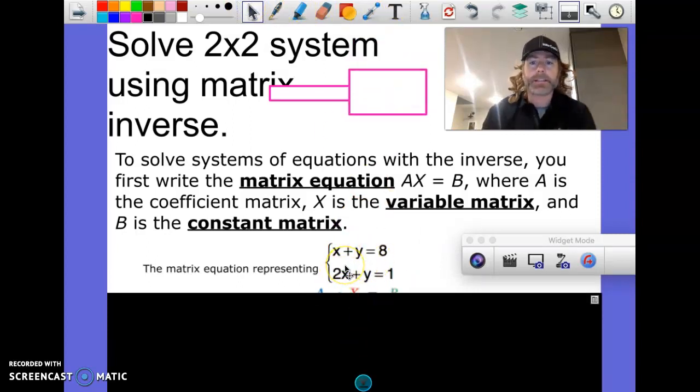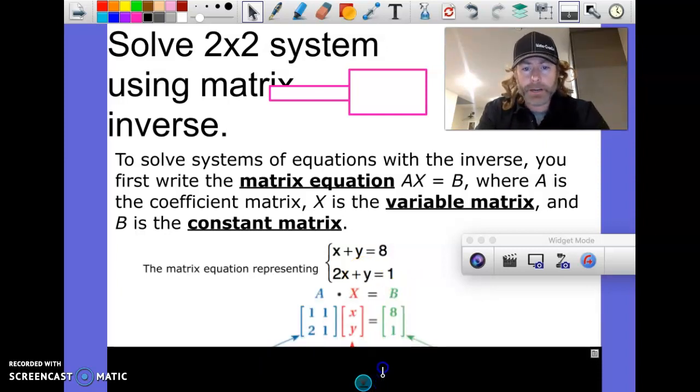So here's a classic system. We're solving for X and Y. We're looking for two numbers that when you add them it equals 8, and that when you multiply the first one by 2 and add it to the second one, it equals 1. Now, our classic method, we could use guess and check, or we could solve for one variable and substitute into the other one, and so on. A fast way to do this is to use matrices.